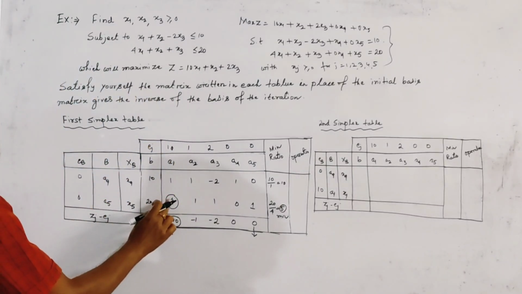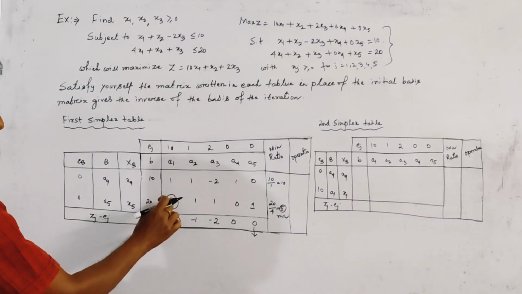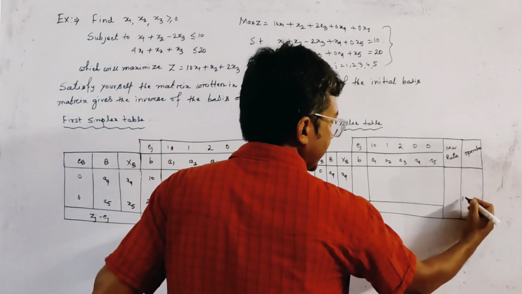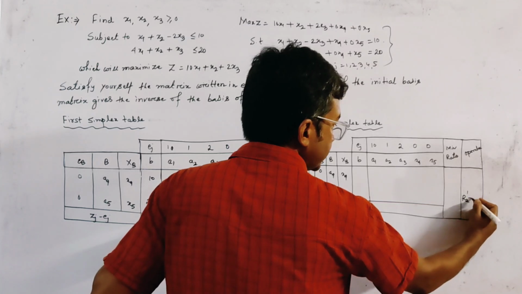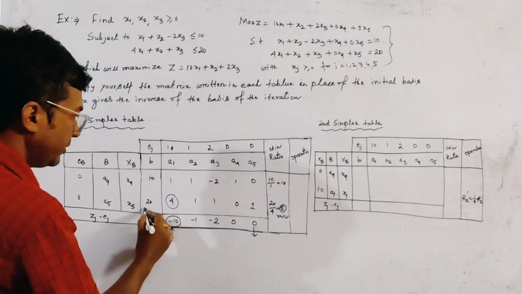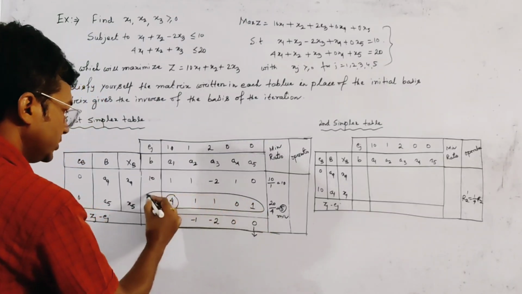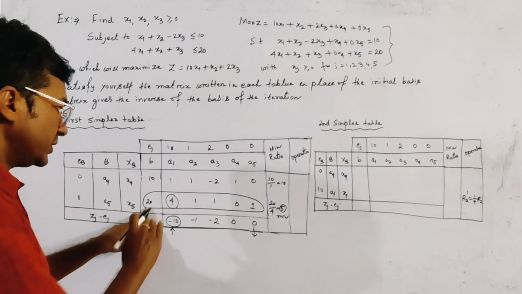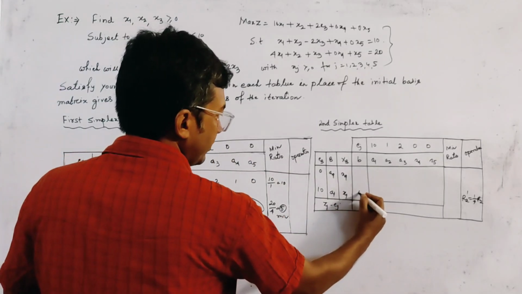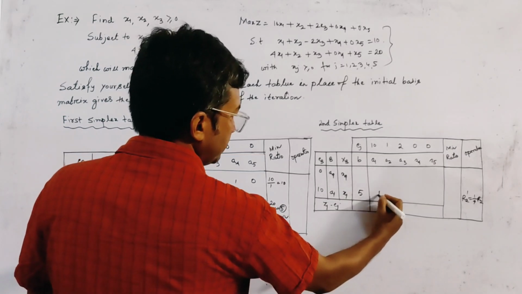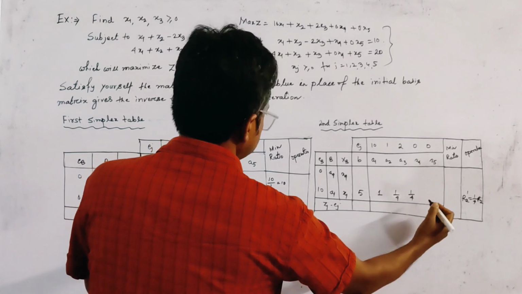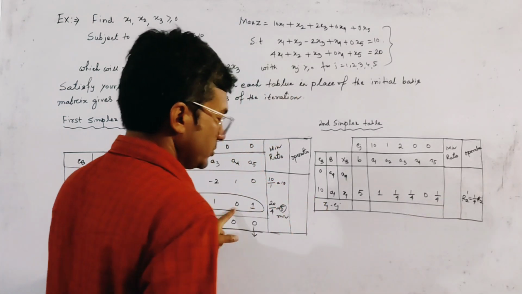Now to make the key element into 1, we perform the operation R2 dash equals 1/4 into R2, and this operation is applied on all the elements of this row. The new row becomes 20 by 4, which is 5, 4 by 4, which is 1, 1 by 4, 1 by 4, 0, and 1 by 4.